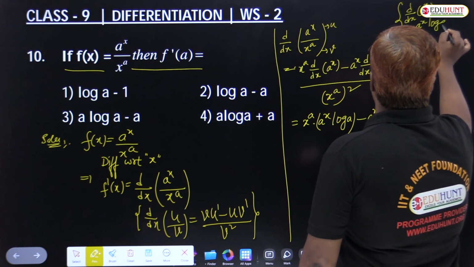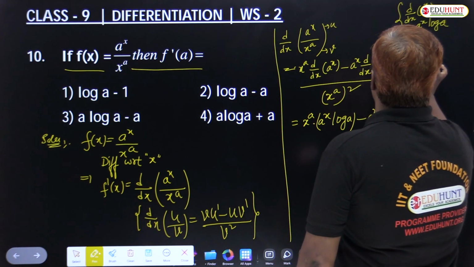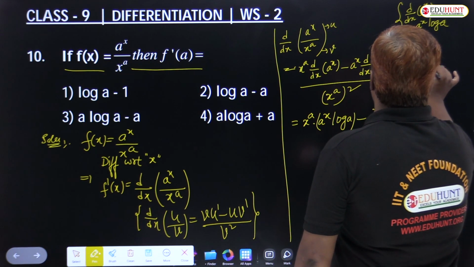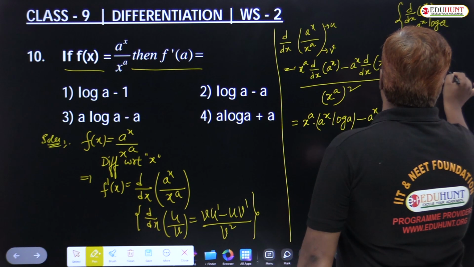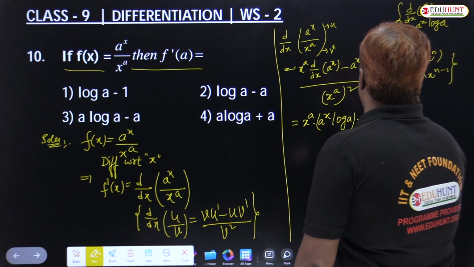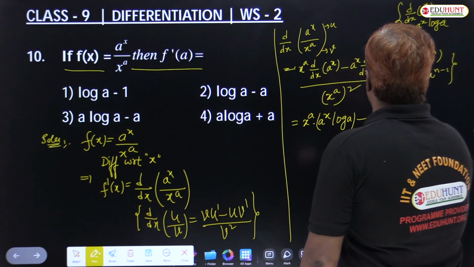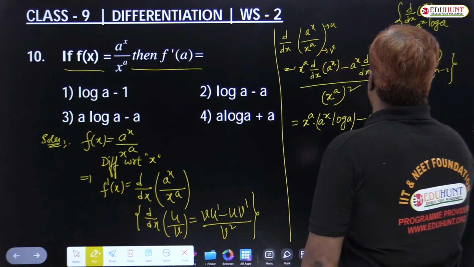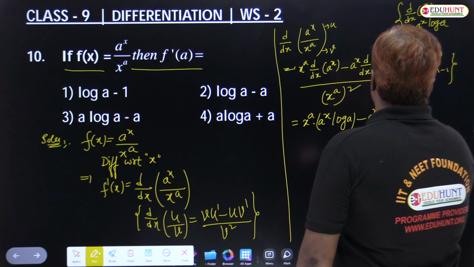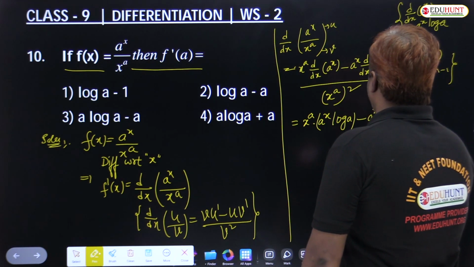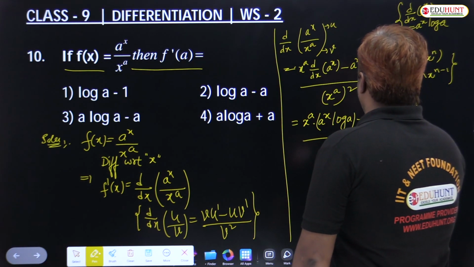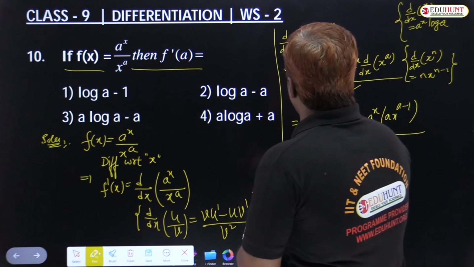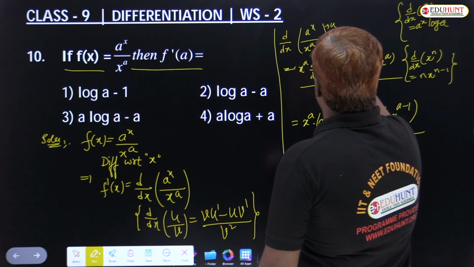Children, note down in the concept of d by dx of x power n, the formula is n into x power n minus 1. So n is a, into x power a minus 1, divided by x power a whole square. So now I got f dash of x. This is the value of f dash of x.